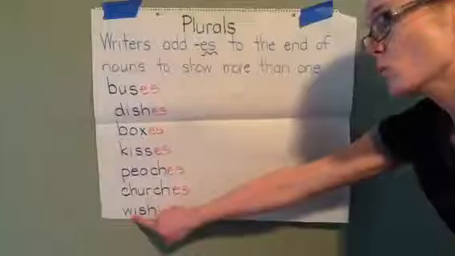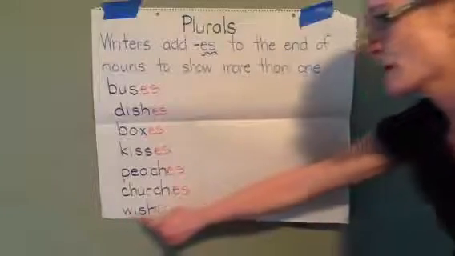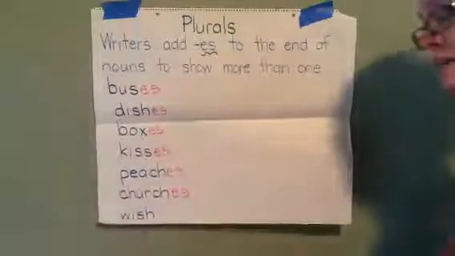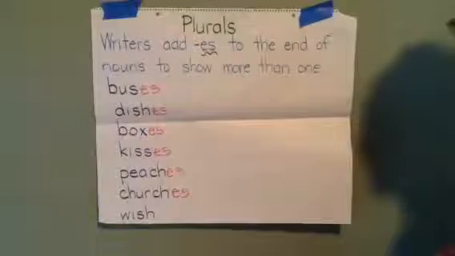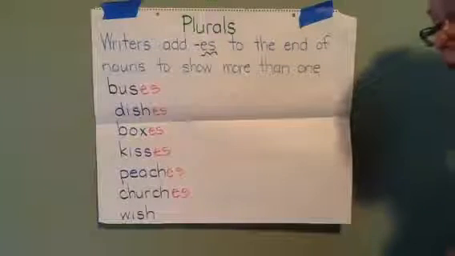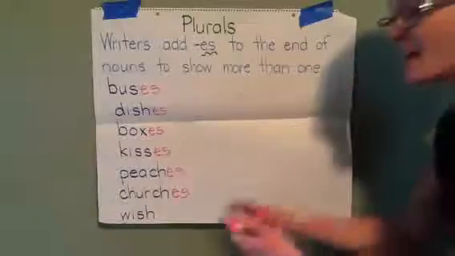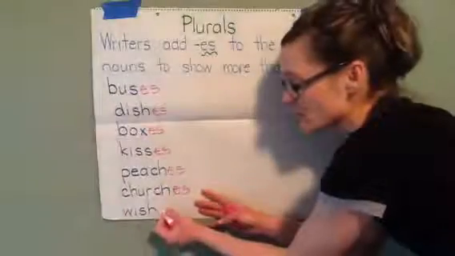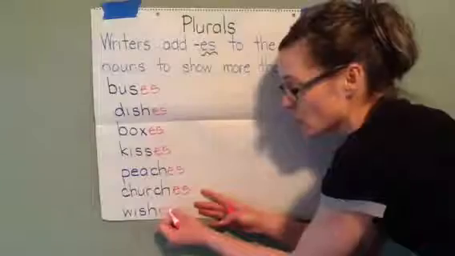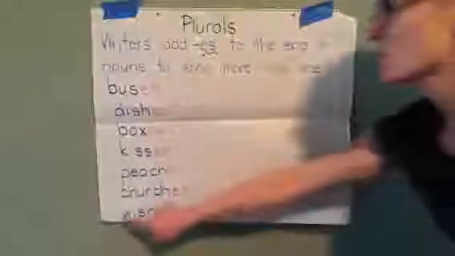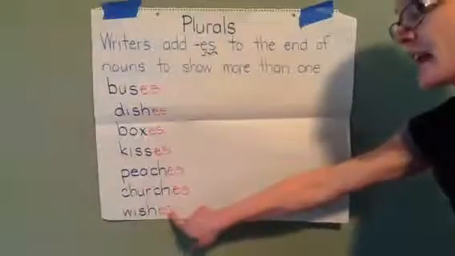Let's look at this last one. This word is wish. I made 1 wish for my birthday. Chloe made 5 wishes. Wishes is what sounds right. Wishes make sense. We had to add an ES.